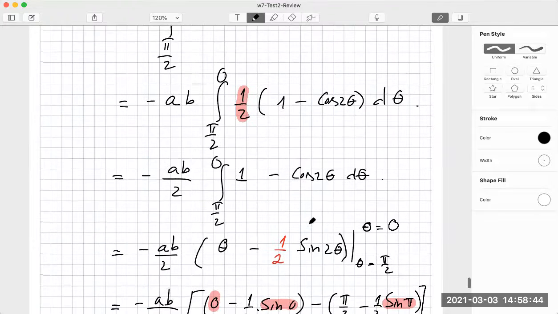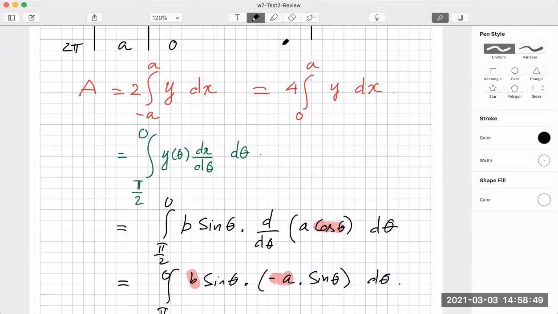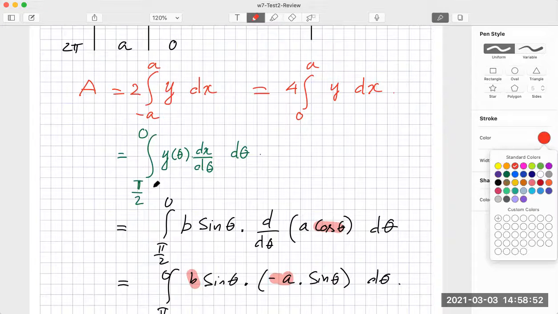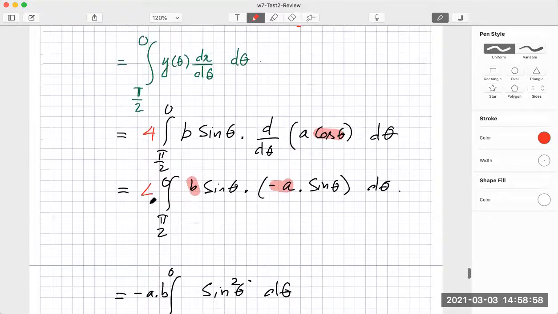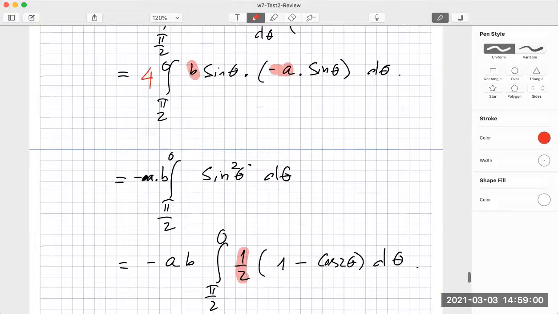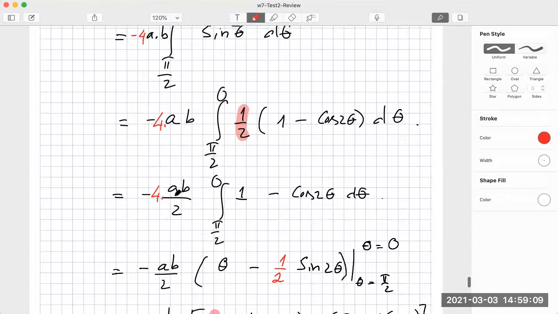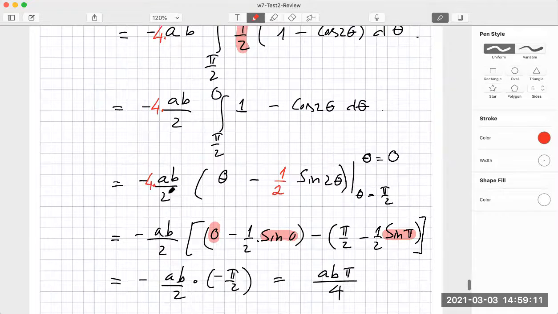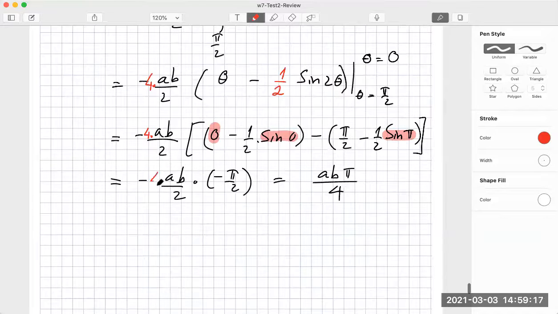Oh, by the way, what we need to do is to do 4 times of this. We forgot this 4 is always here from before. My bad. Therefore, in the end, it will be A, B, pi.